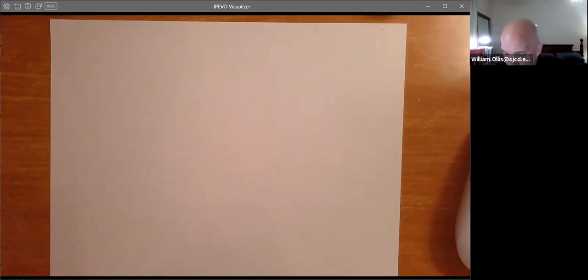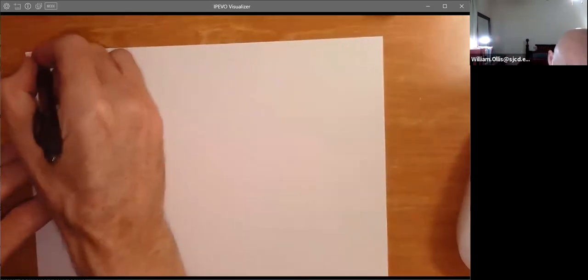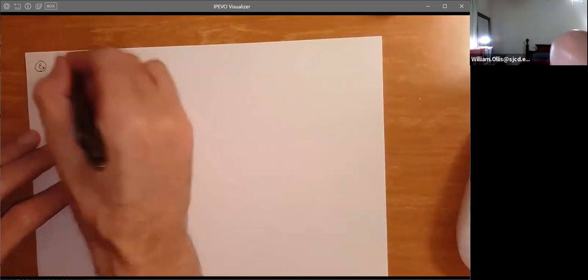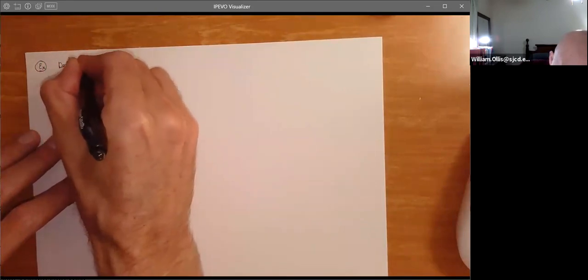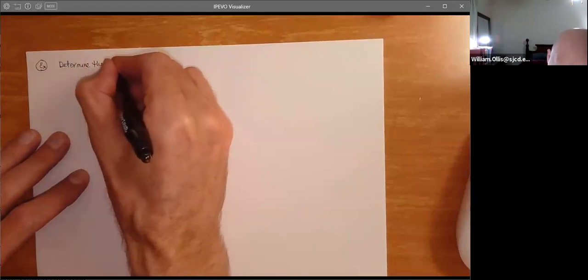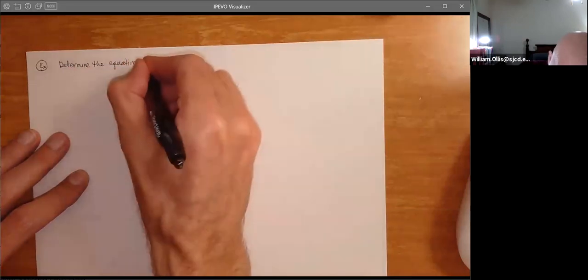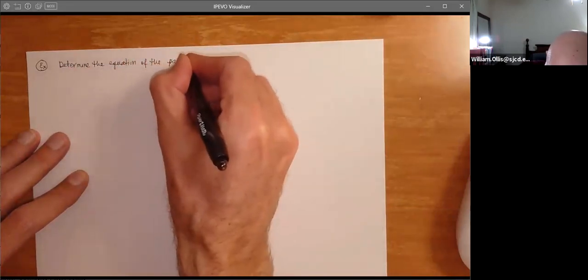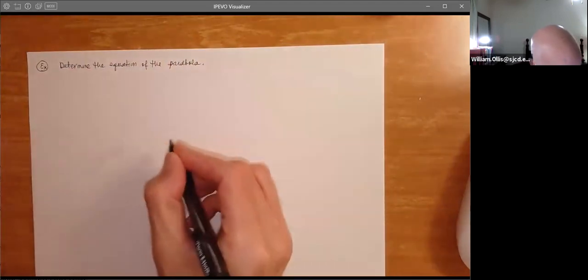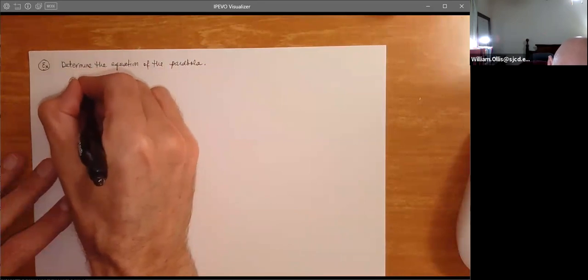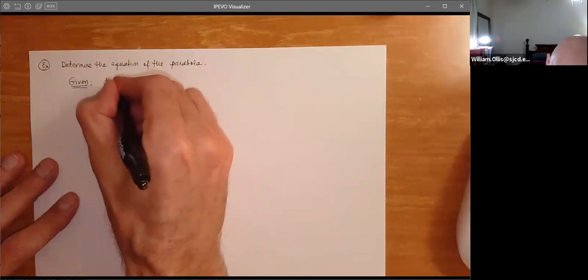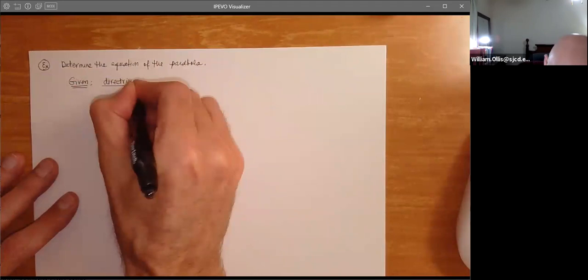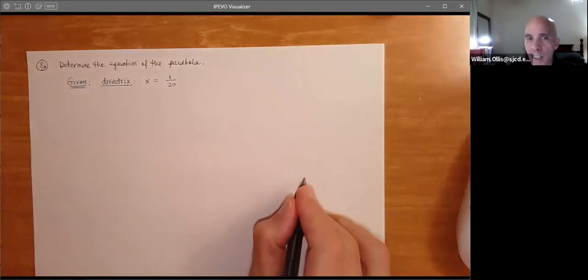So if we had an example that looked like this, for instance, just change it up a little bit. We could say, determine the equation of the parabola. And here's what we're given. We don't need much when it comes to the parabola. We're given the directrix. So we have the directrix x equals 1/20.